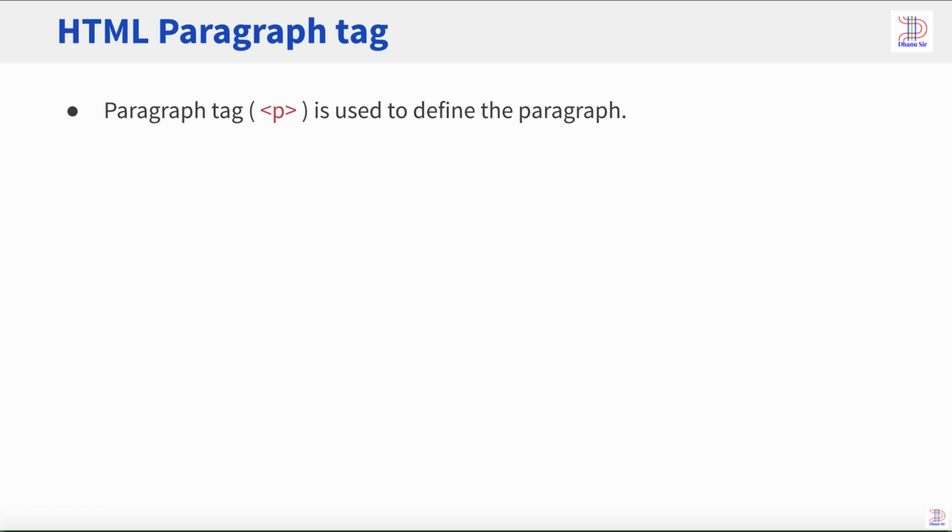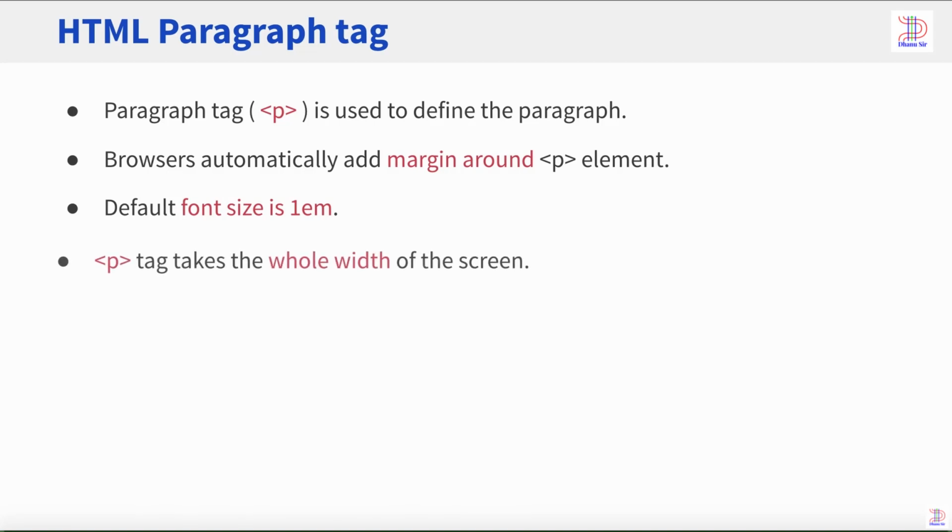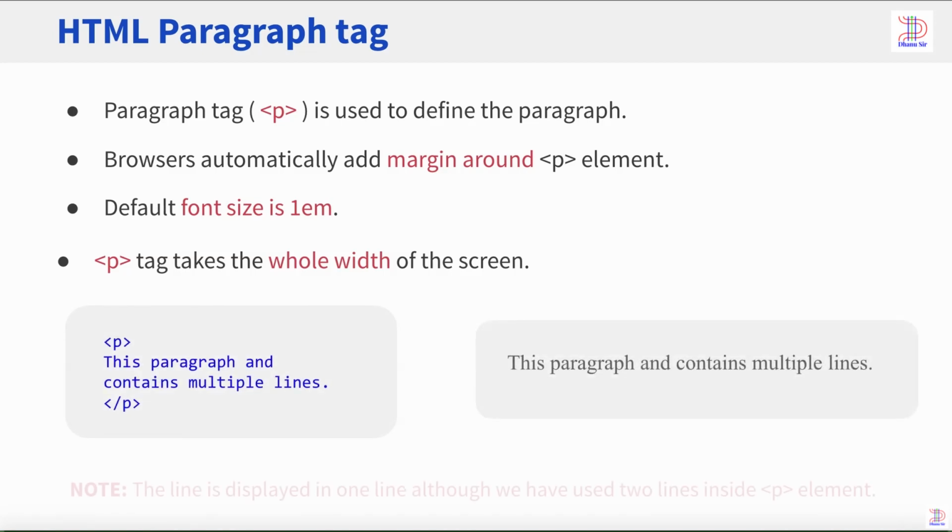The next tag is the paragraph tag, which is used to define a paragraph in the web page. The browser automatically adds margin around the paragraph element, and the default size of the paragraph content is 1 em, that is 16 pixels. The paragraph tag takes the whole width of the screen. Example, note that the text is displayed in one line, however we have used 2 lines in the P element.